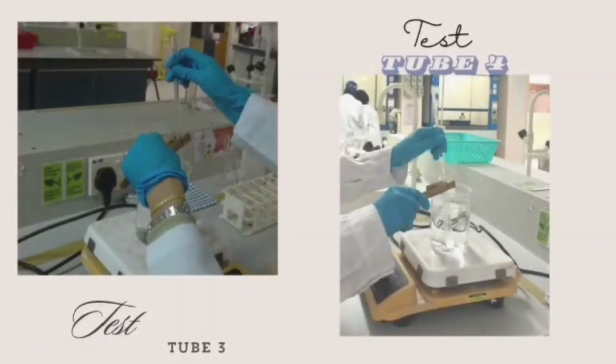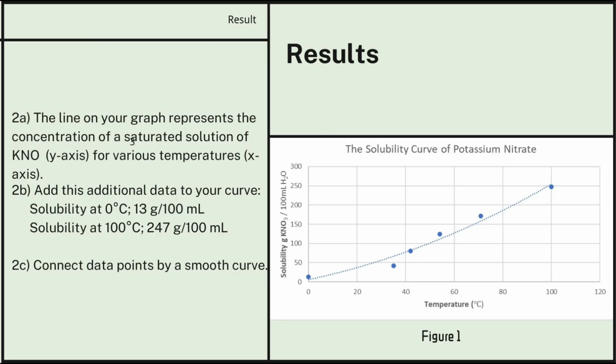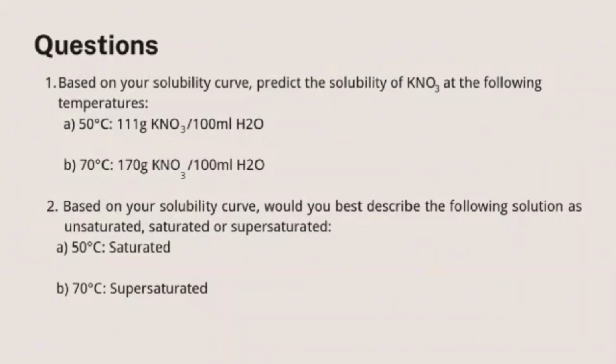Here are the results of test tube 3 and test tube 4. Here is the data that we kept from the experiment. And this is the graph that we plotted, with additional data added to our curve. Now we move to the question parts.